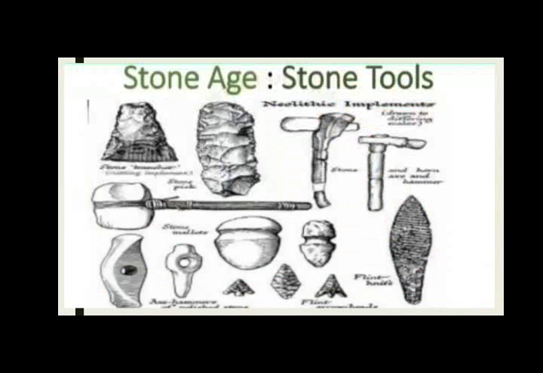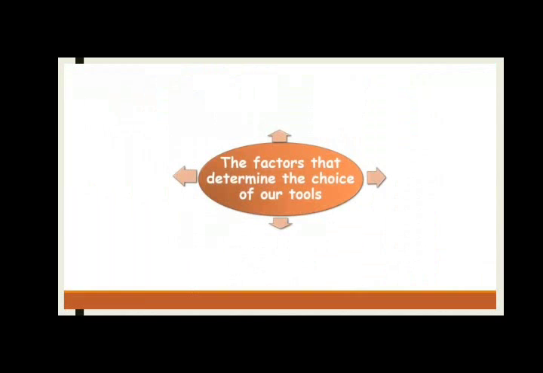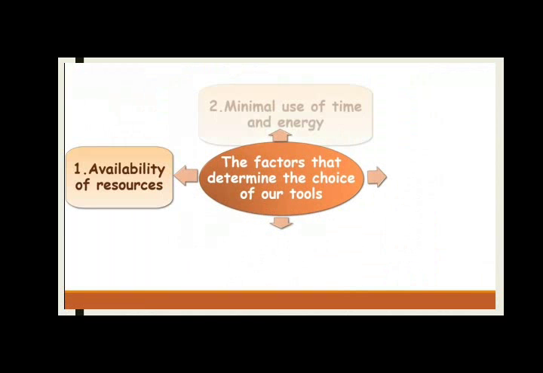Next, the following 4 factors determine our choice of tools. First, availability of resources. Whatever we need should be available in our surroundings or might be at our place, that is, home. We need to check what resources are available nearby. Do we have enough resources to make the necessary tools?